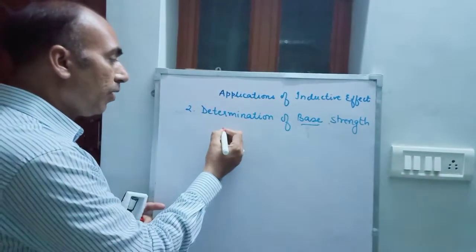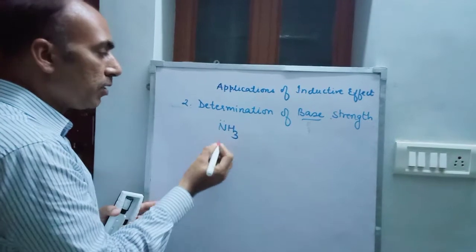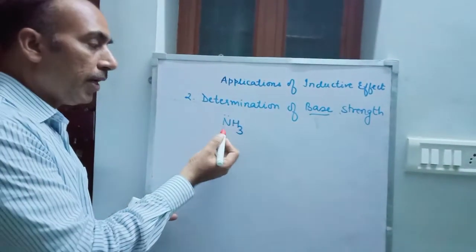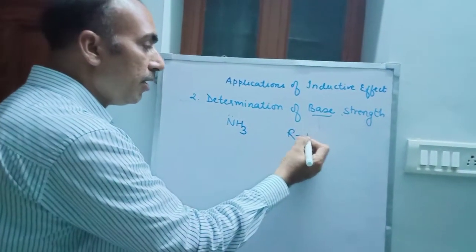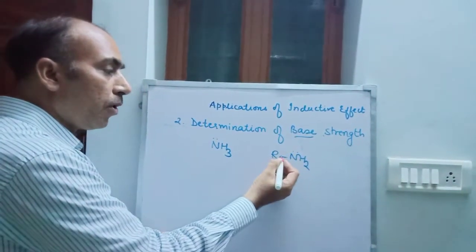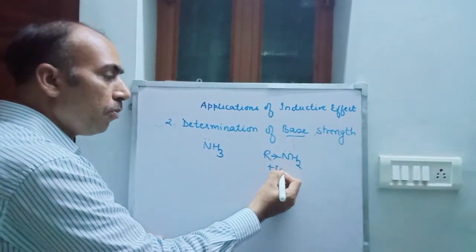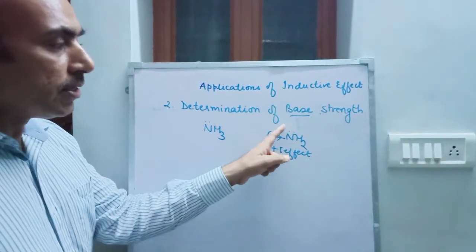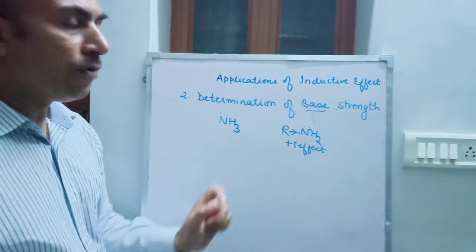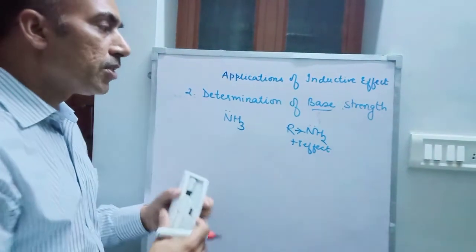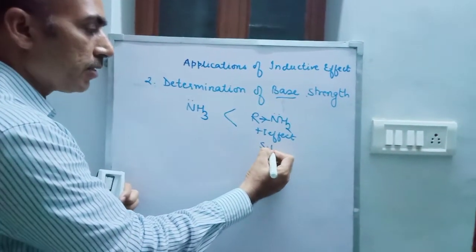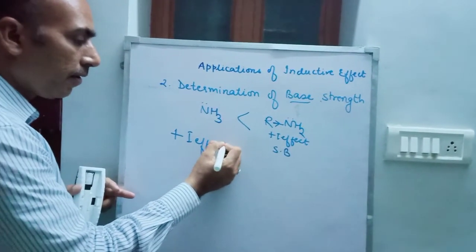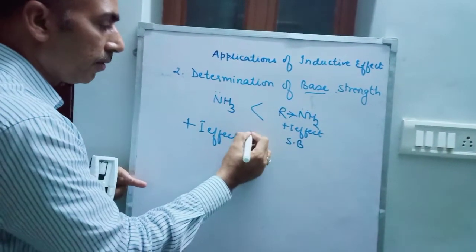See, we compare ammonia, which is having a lone pair of electrons on nitrogen. This pair of electrons can be given to the acid, so it acts as a base. In case of alkyl amine, the lone pair electron density on nitrogen increases due to plus I effect of the alkyl group. Plus I effect exerting group increases the density on nitrogen, so the availability of electrons on nitrogen increases and its base strength increases. It is a stronger base as compared to ammonia. In this way we can write that plus I effect increases base strength.